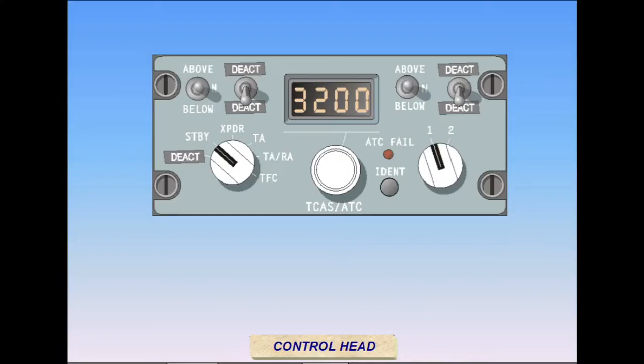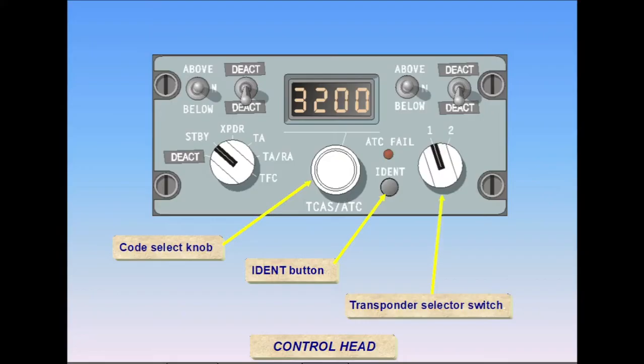Transponder codes are selected with the unlabeled Code Select knob. The Ident button is used to squawk Ident when instructed by air traffic controllers. Two transponders are installed to provide systems redundancy. Control of the units is determined by the selector switch position. The two systems cannot operate in the active mode simultaneously.